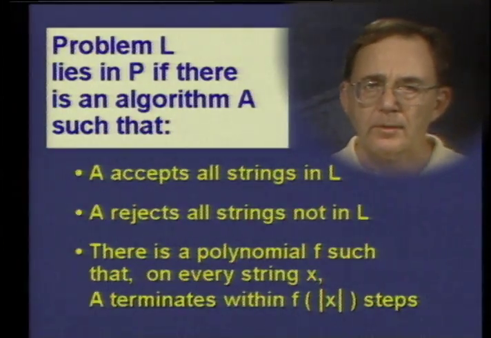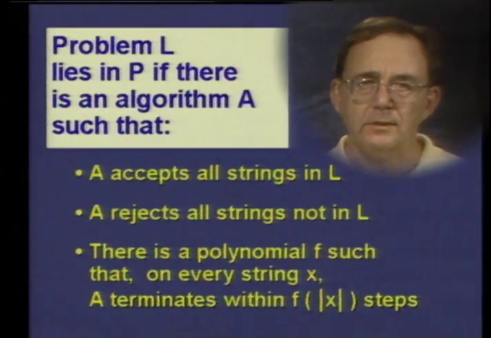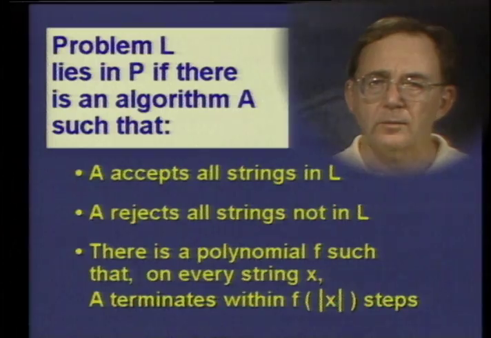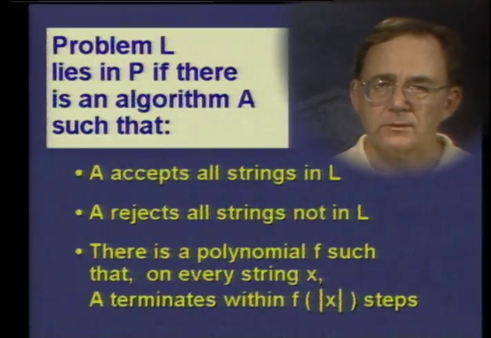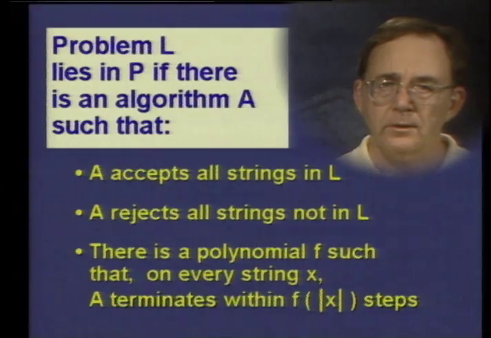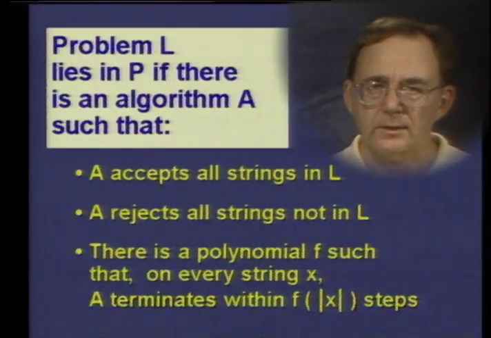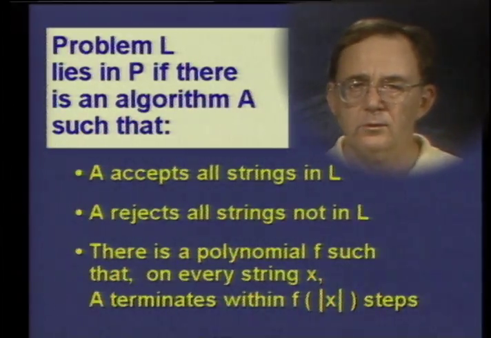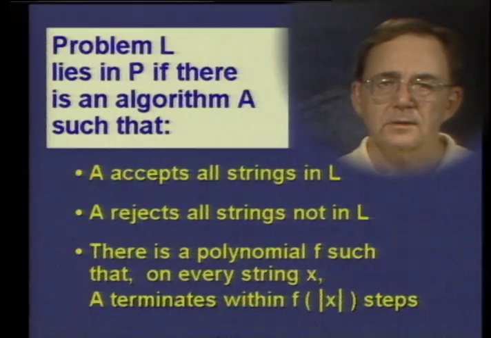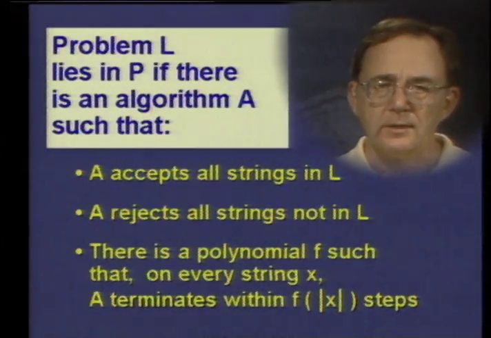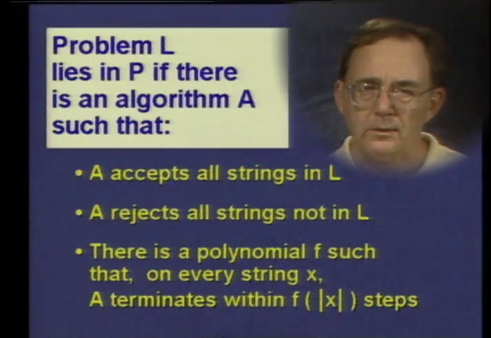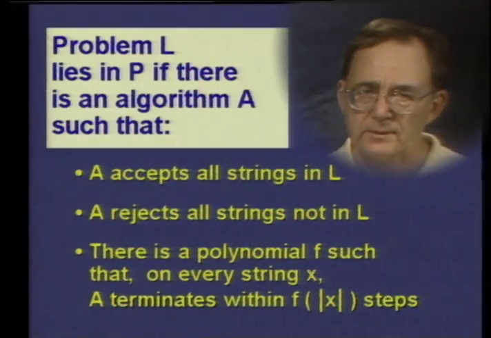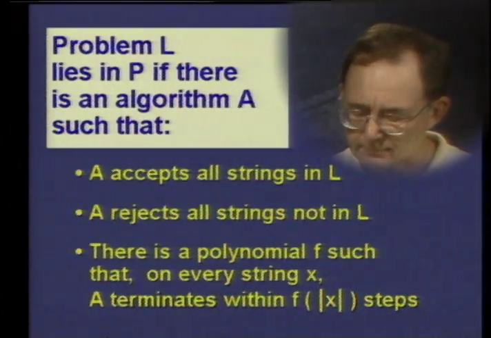And we can say then that a problem L, defined by its set of accepted input strings of zeros and ones, lies in the class P if there is an algorithm A which accepts the right strings, all those that should be accepted, that rejects all the strings that shouldn't be accepted, and runs in polynomial time. In other words, there is some polynomial, n squared, n cubed, whatever, such that on every string x, the running time of the algorithm is bounded by that polynomial evaluated at the length of x. In other words, the running time is bounded by some power of the length of the input.